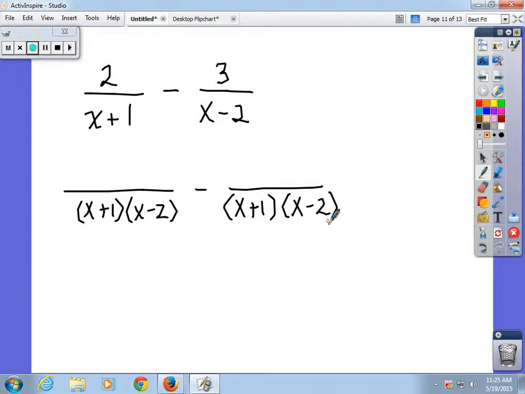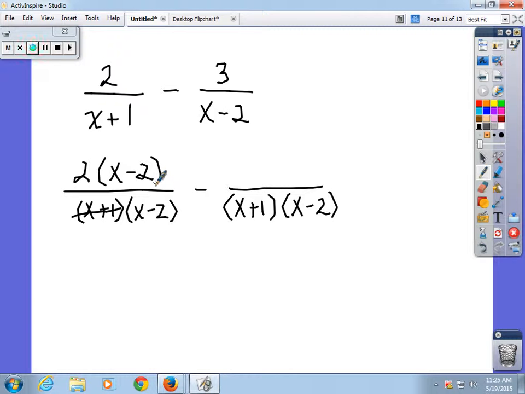Notice, what do I do each time? I follow the same procedure. How many times will x plus 1 go into this? X minus 2 times. X minus 2 times 2 is 2 times x minus 2. I follow that same procedure each time. I do not get off of it. I do not change it.